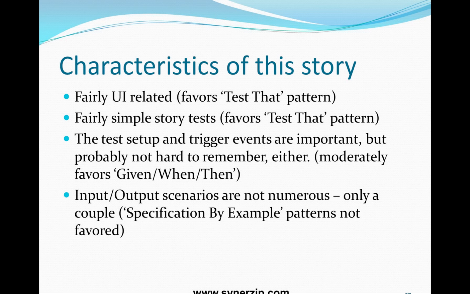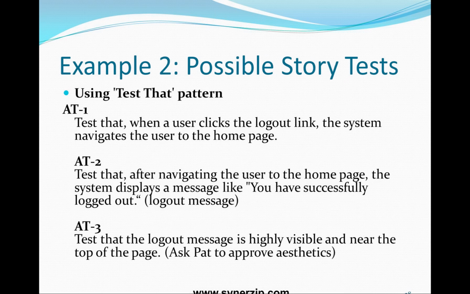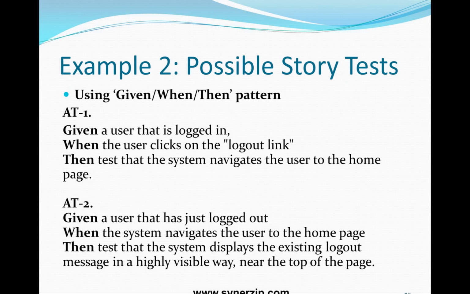Another way of doing it would be using the given when then pattern, like we've already learned. Given a user that's logged in, when the user clicks on the logout link, there's the important trigger condition, right? So given a user that's logged in, when the user has clicked on the logout link, then test if the system navigates the user to the home page. Another given when then scenario would be given that a user has just logged out. So this is after they've hit the logout link. When the system navigates them to the home page, make sure it displays that message in a highly visible way.